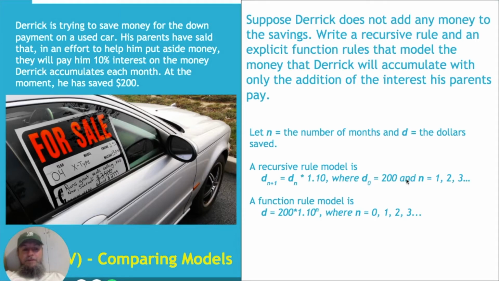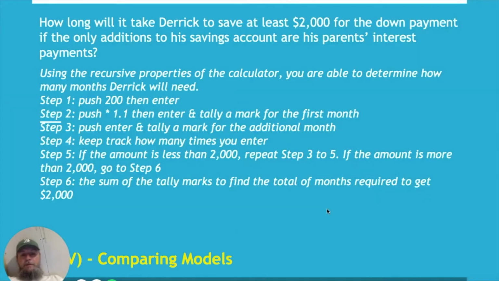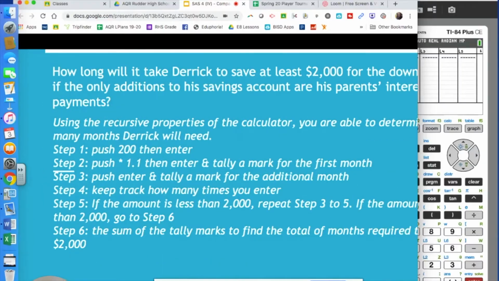So 0 months is when he first deposits the money. The first month is when he gets his first interest. Second month, N equals 2, and so on. Now, the explicit function rule model is D equals 200 times 1.1 raised to the N power. And N also increases from 0 to 1 and sequentially by 1. So let's move on.